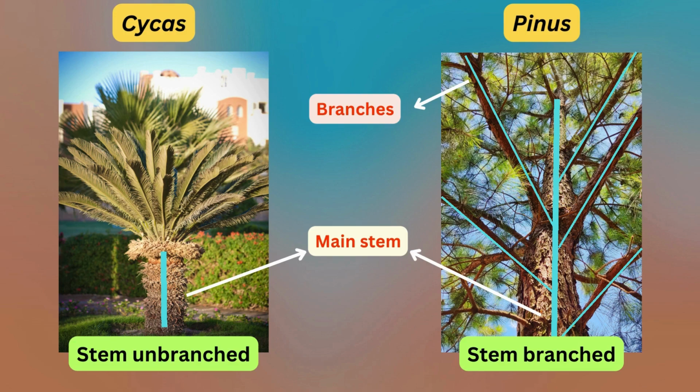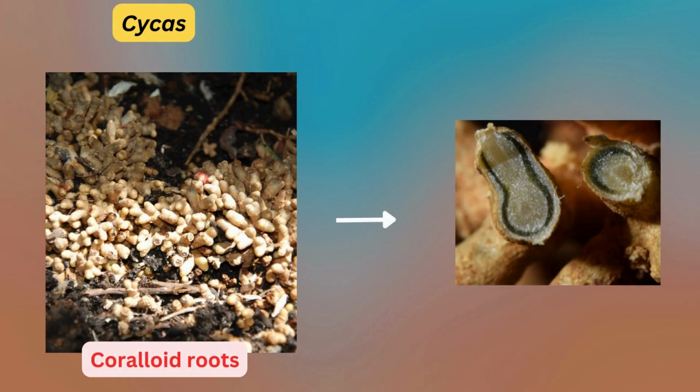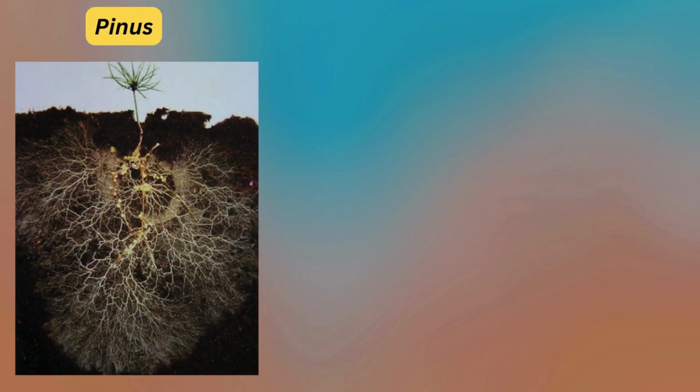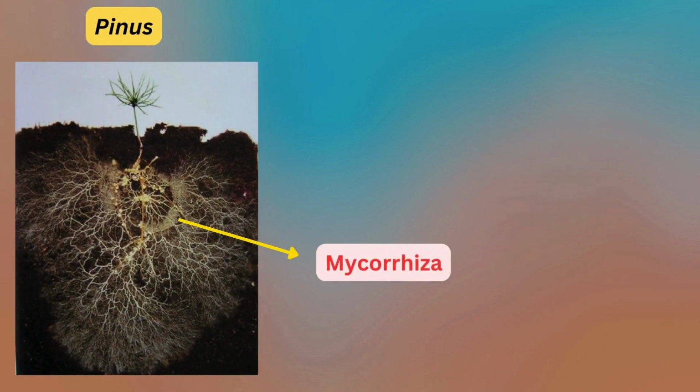Second difference lies at the root level. In Cycas the coralloid roots are present and these roots show association with bacteria, which is a cyanobacteria. In Pinus, the roots show association with fungi and the association is known as a mycorrhizal association.